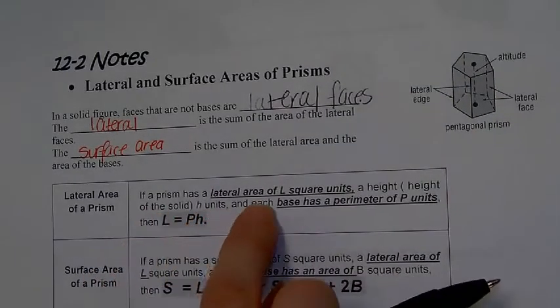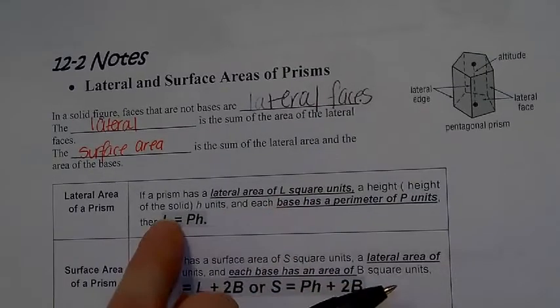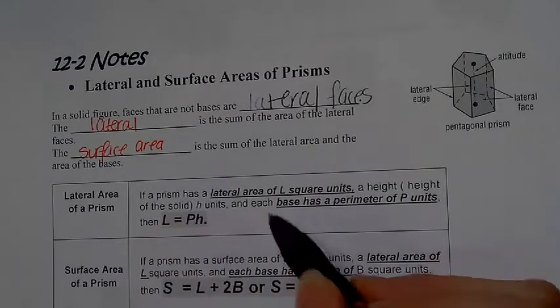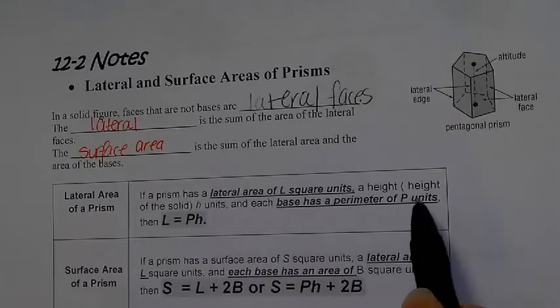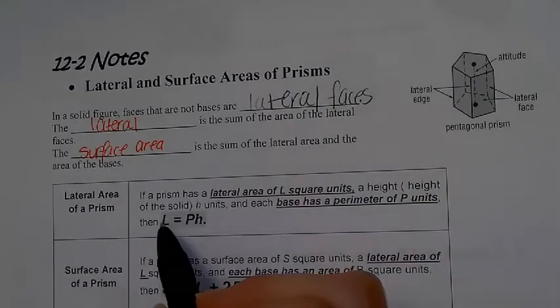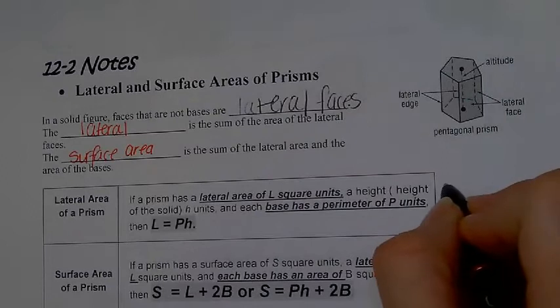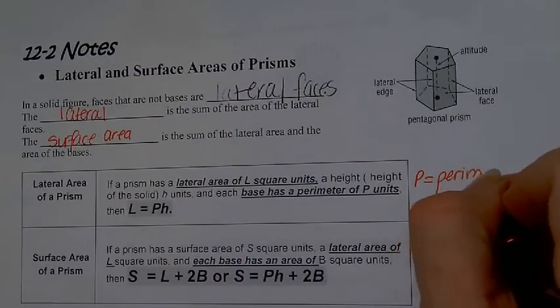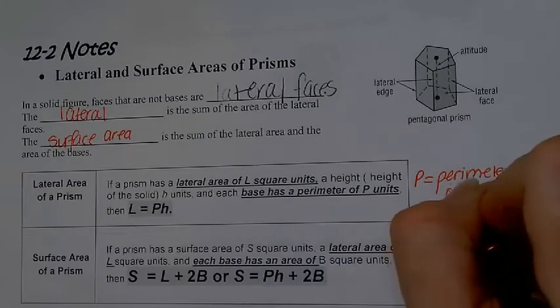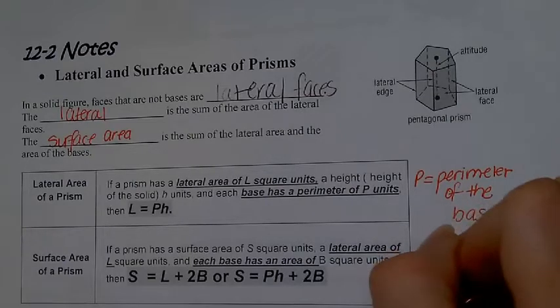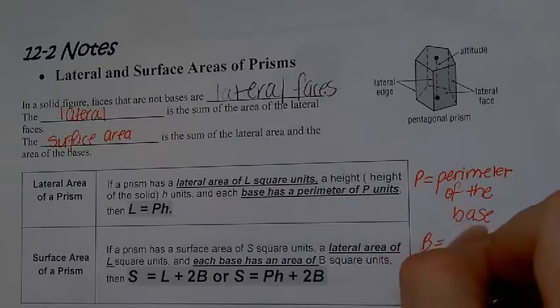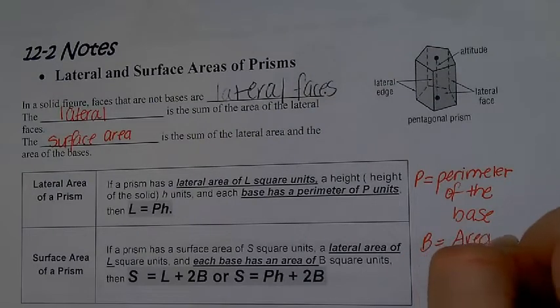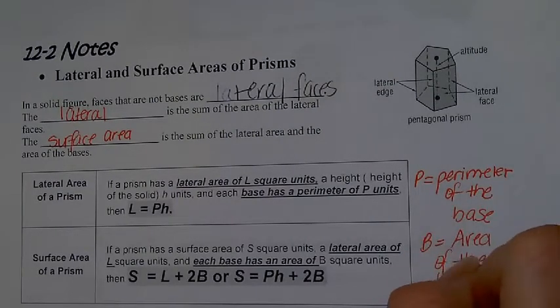If a prism has a lateral area of L square units, a height of the solid, H units, and each base has a perimeter of P units. So lateral, and then capital P represents the perimeter of the base, and capital B is the area of the base. I know we've talked about this before, but just to refresh.